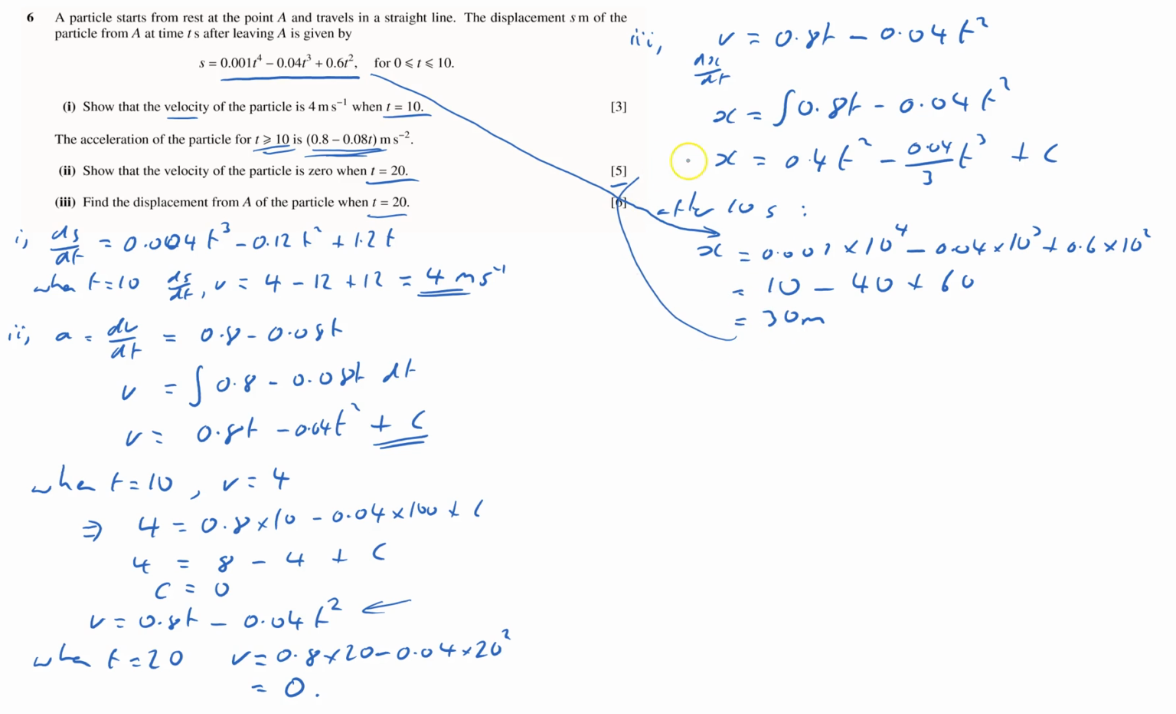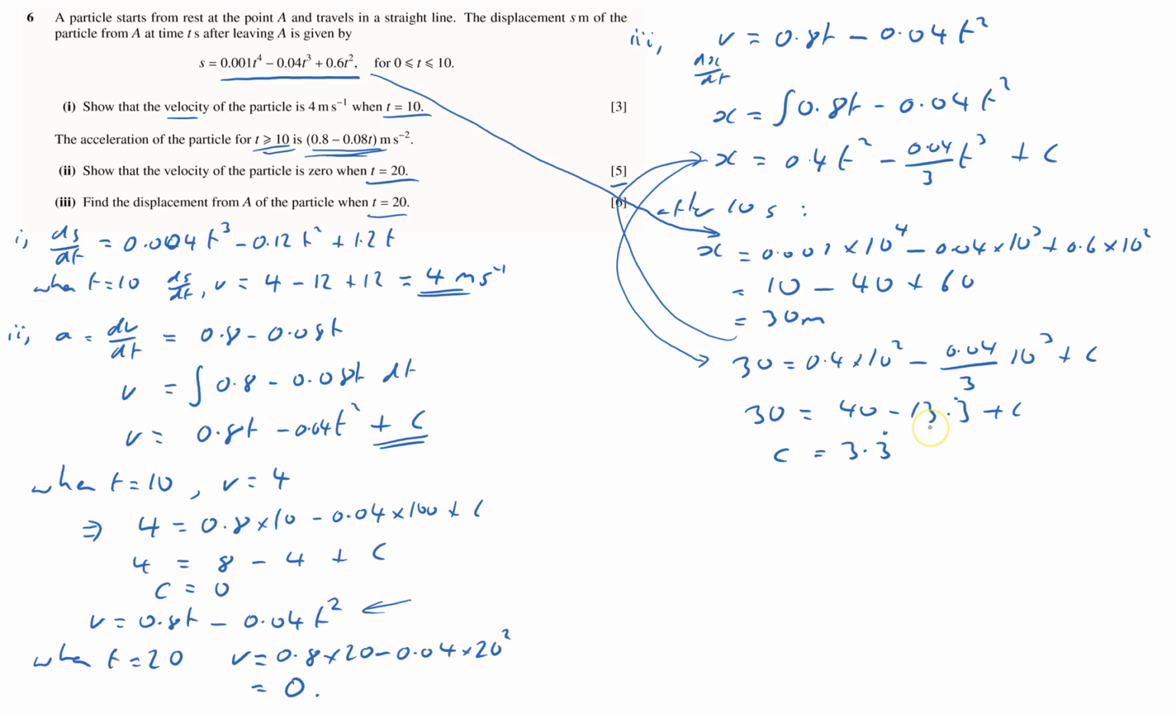So I can now put that into this bit, and that will tell me that x 30 equals 0.4 times 10 squared minus 0.04 over 3 times 10 cubed plus c. That says that 30 equals 40 minus 13.3 recurring plus c. So c will equal 3.3 recurring. And now I get my formula for x equals 0.4 t squared minus 0.04 over 3 t cubed plus 3.3 recurring.